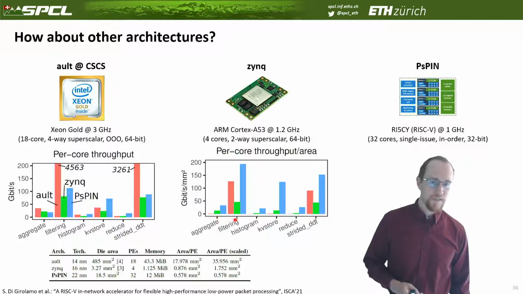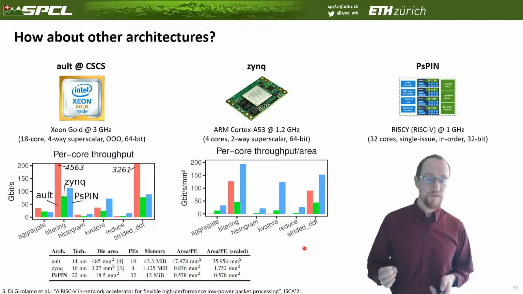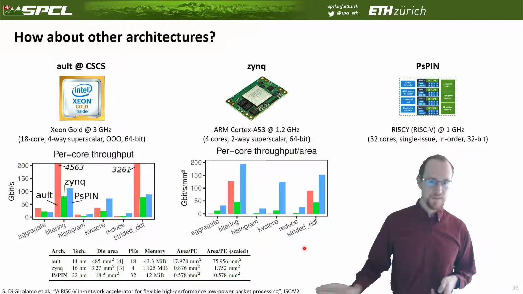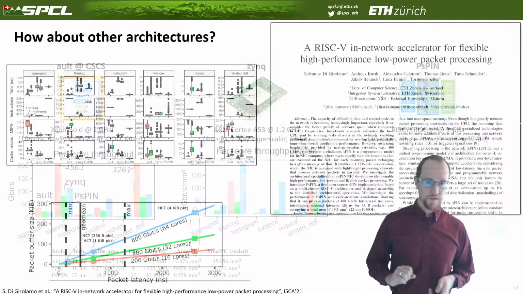And now we see that PsPIN is winning in pretty much all cases, because this data movement accelerated architecture is very efficient in terms of chip size, but also in terms of energy. For energy, we don't have explicit numbers because it's hard to determine for these other architectures.